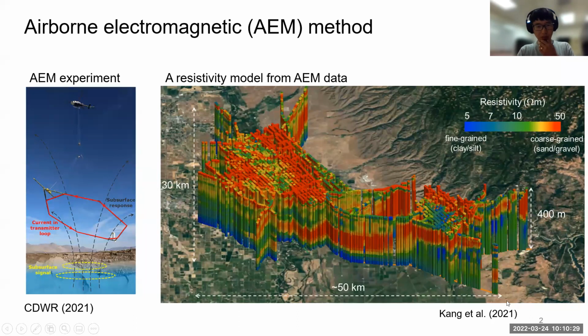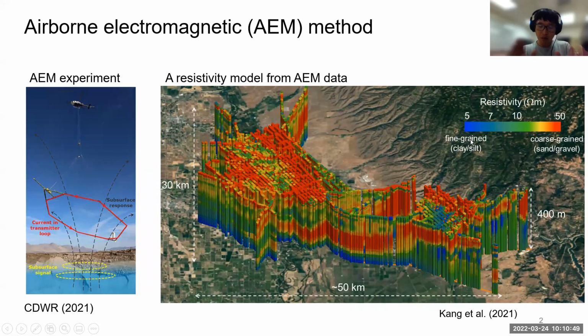And once you obtain the data, this is the sort of model that you can obtain. This was from one of my latest papers, and this is somewhere in Northern California. The scale is about 50 kilometers in length, and the depth we're seeing is about 300 to 400 meters. The blue color is low resistivity, and the red color means high resistivity.